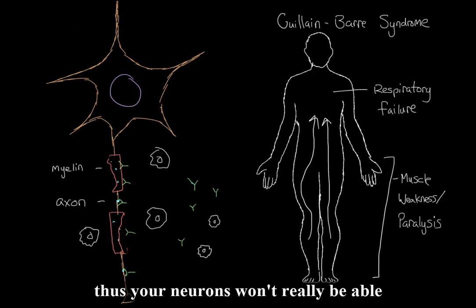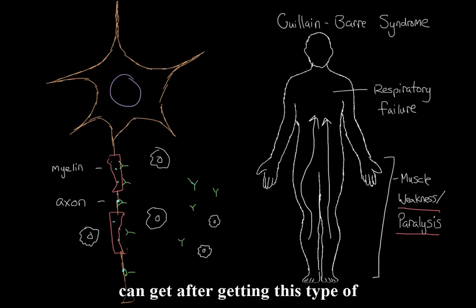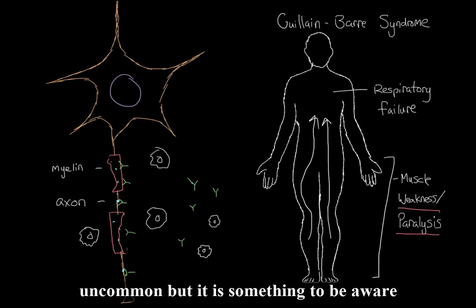Thus, your neurons won't really be able to stimulate your muscles as efficiently, hence why people start to experience this muscle weakness and paralysis. So those are some complications that you can get after getting this type of gastroenteritis. Not everyone will experience this, and it's actually pretty uncommon, but it is something to be aware of.